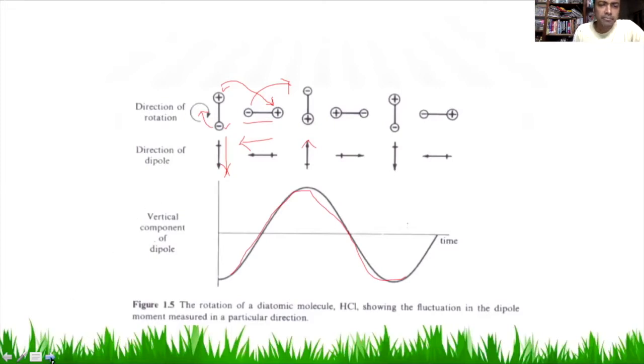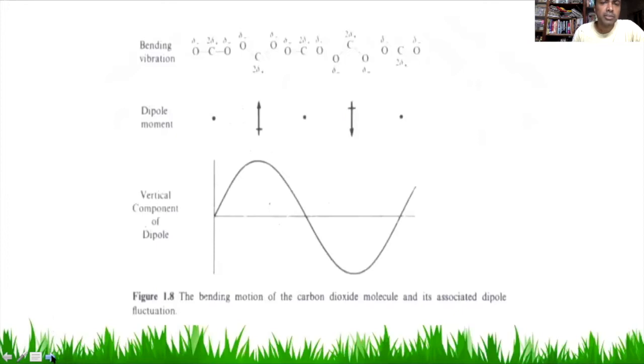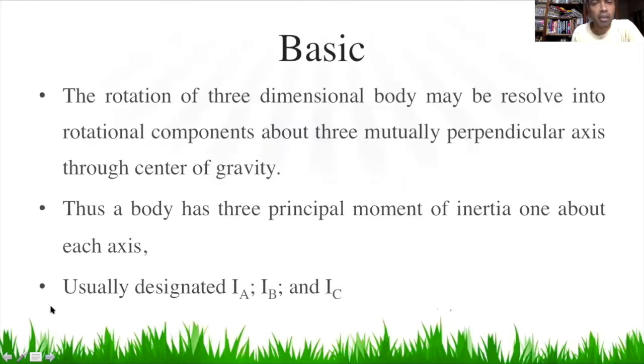Here is another example of a molecule with asymmetric stretching, which will be discussed later in the IR spectra part. So the basic point of rotational spectroscopy is that the rotation of a three-dimensional body may be resolved into rotational components about three mutually perpendicular axes through the center of gravity. As I have already shown, there will be IA, IB, and IC based on the three principal axes of the molecule.